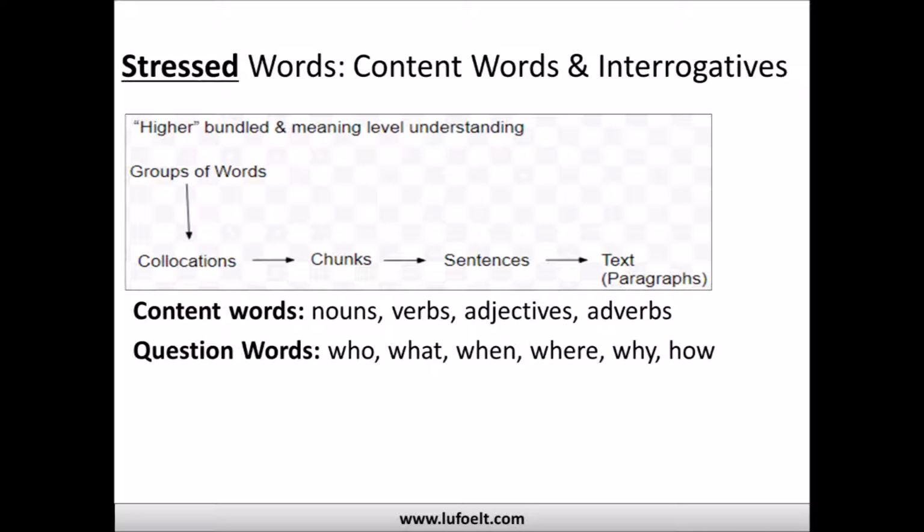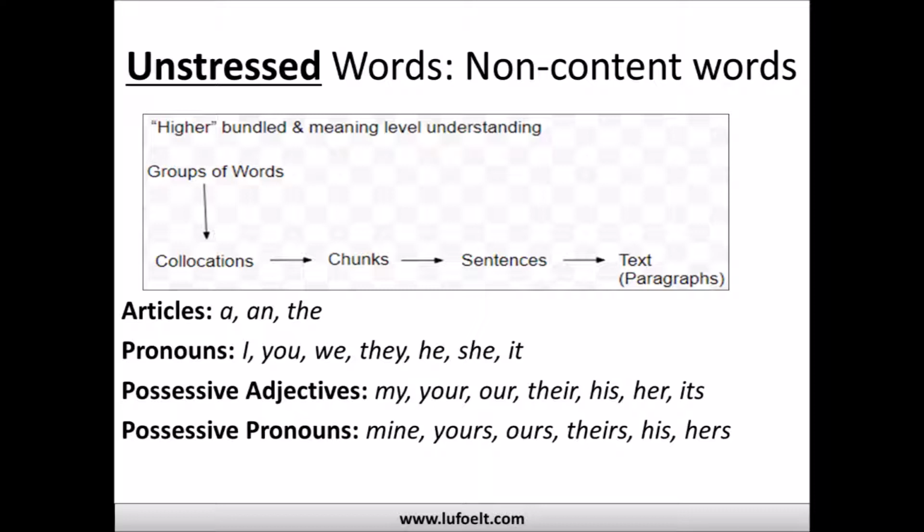Okay, now unstressed words, there are a lot more of them, and these are very commonly used, more frequent words. Articles like a, the. Pronouns I, you, we, they, he, she, it. Possessive adjectives my, your, our, their, his, her, its. And possessive pronouns mine, yours, ours, theirs, his, hers.